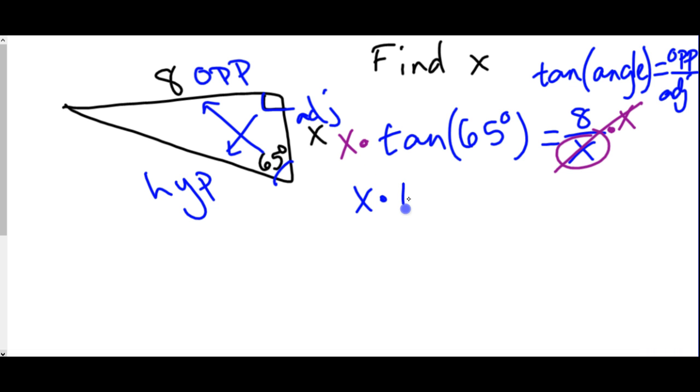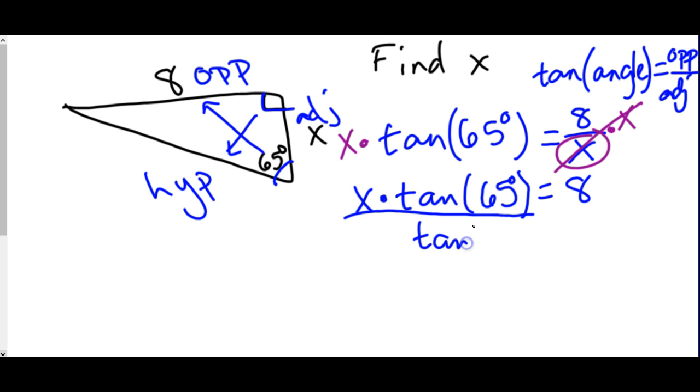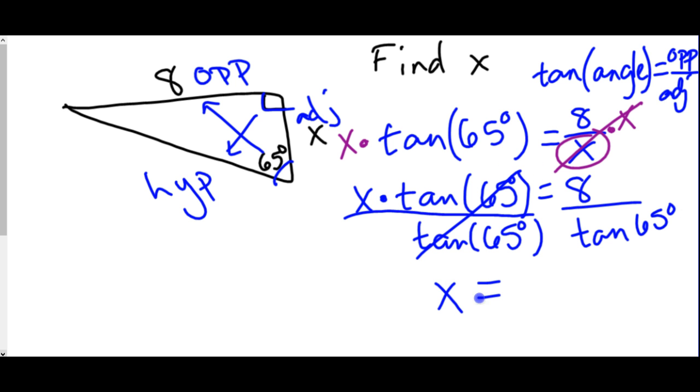So we'd have x times tangent of 65 degrees equals 8. Now our ultimate goal is to get x alone, so now we need to get rid of tangent 65. Since we're trying to move the whole thing, we're using the opposite of multiply, which is divide. We're going to divide both sides by tangent 65 degrees. So that means x equals 8 divided by tangent 65 degrees. And again, we're going to have to go plug this into our calculator.